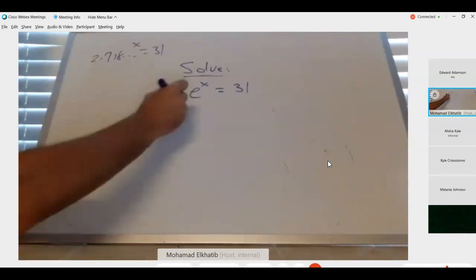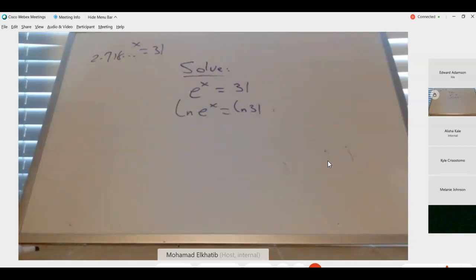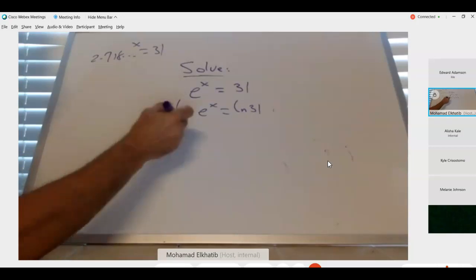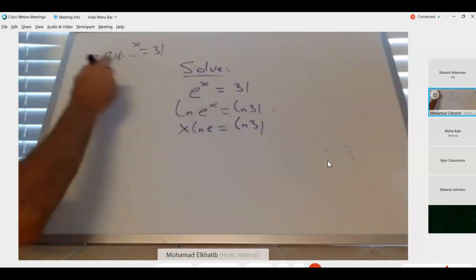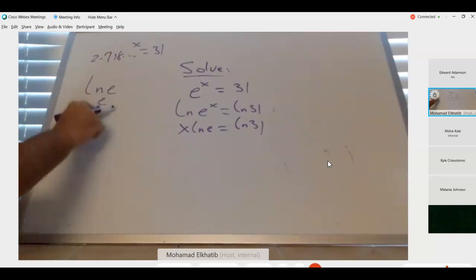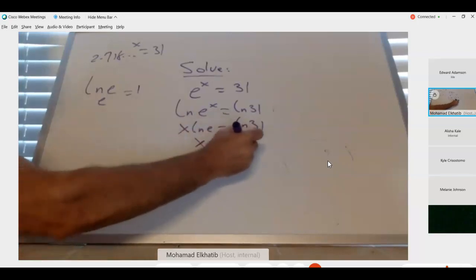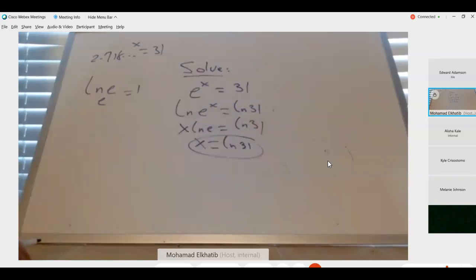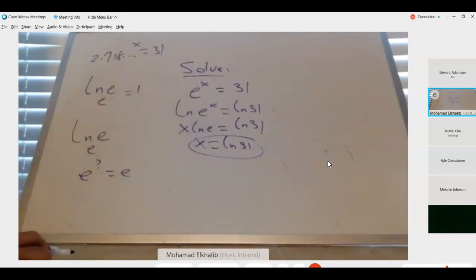This means how many times do I need to multiply 2.718 by itself to reach 31? Let's say this is 3. 3 times 3 is 9, times 3 is 27. Oh, so it's 3 something, because 27 is close to 31. So my answer should be a little more than 3. But I cannot try 31 as e to a power. So what I do, I place ln in front of each term. Now I use the rules of exponents for ln. I bring the exponent to the front.